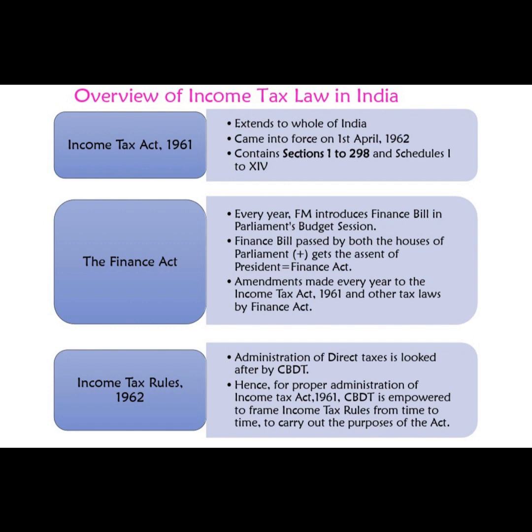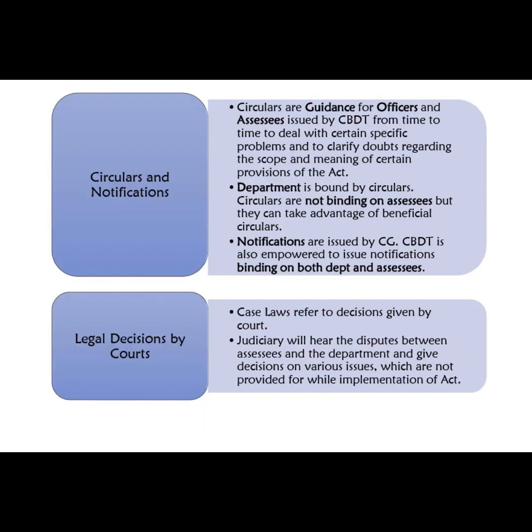Then comes circulars and notifications. Circulars act as a guidance for both officers and assessees. Repeat with me, these circulars act as guidance for both officers and assessees. These are issued by CBDT and they bind the department. But the assessee is not bound by these circulars. He can take the advantage of beneficial circulars though. So repeat with me guys. Department is bound by the circulars. Circulars are not binding on assessees, but they can take advantage of beneficial circulars.